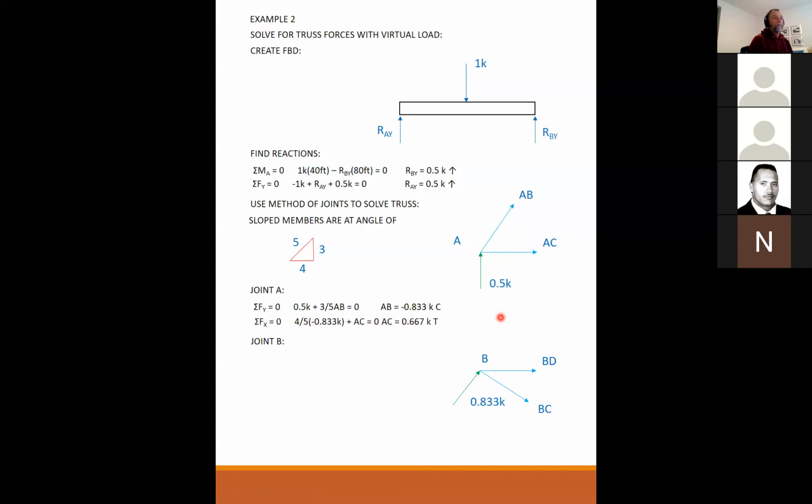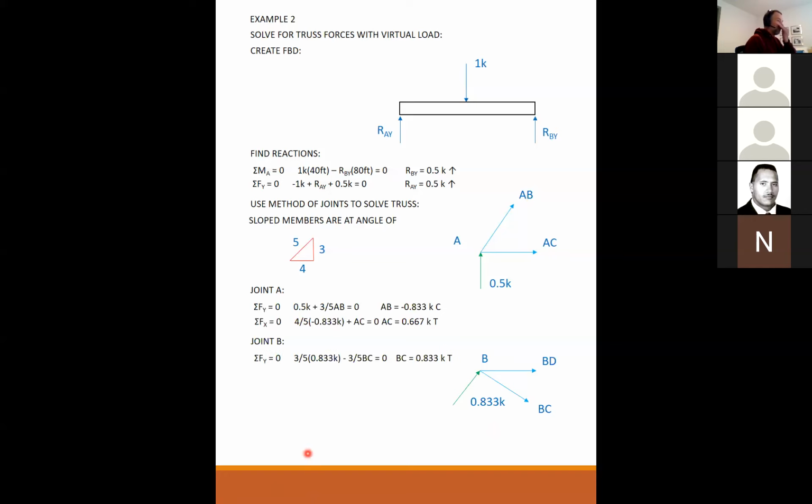Now we move to joint B. Now joint B, I solved AB and I know it's in compression. So if it's in compression, it's pushing into joint B. BD and BC are unknown to me at this time, so I draw them tension, pulling away from B. So here again, I have only one unknown in the Y direction. I have two unknowns in the X direction.